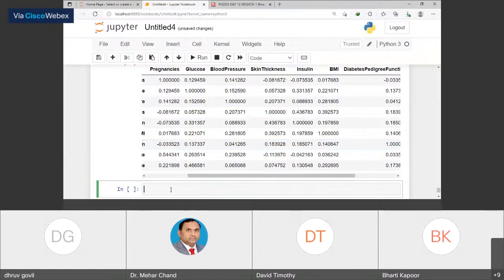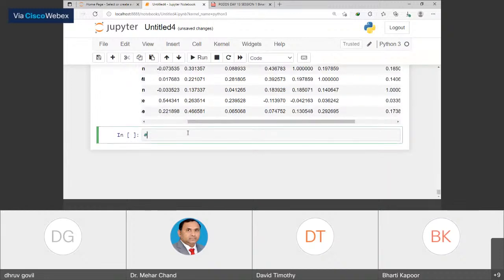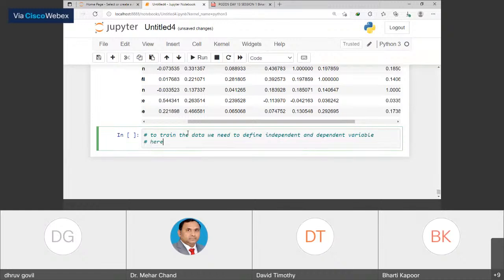Now we prepare the model. In this, we have to prepare the model on the basis of cross validation, test and training. How can you use it? Just see this. In the data, we need to find the variables. Here the dependent variable is outcome, and all the remaining, the rest, are independent variables.